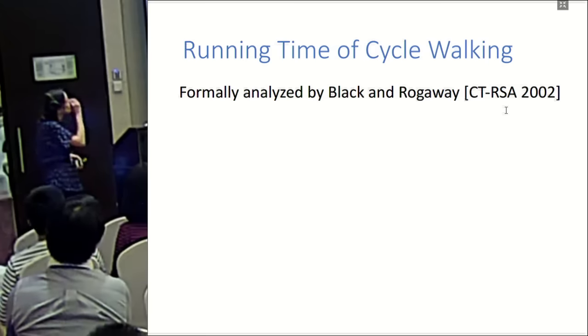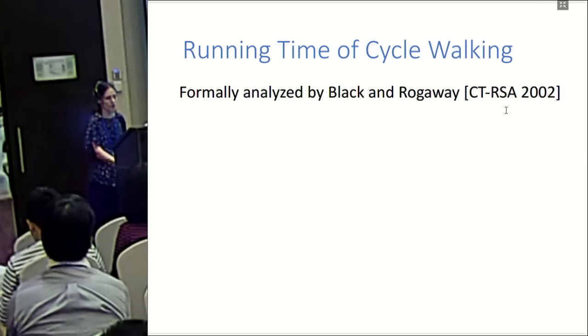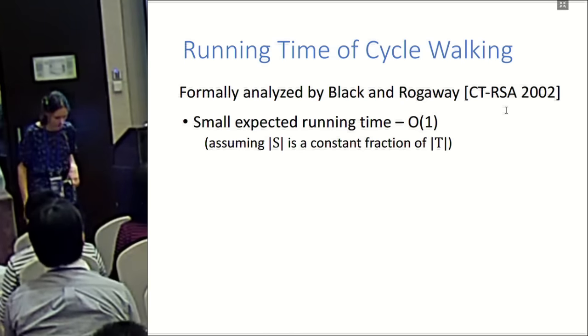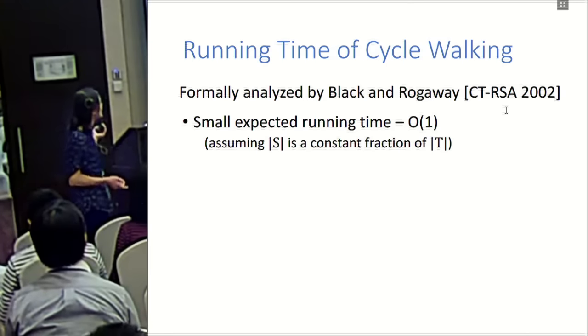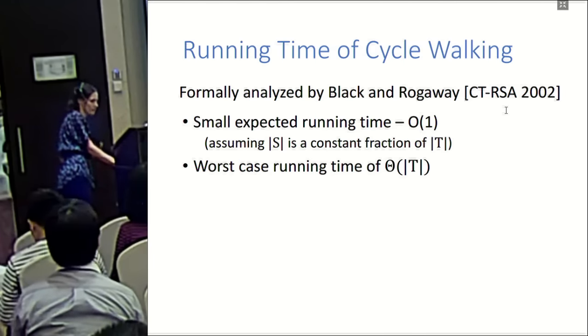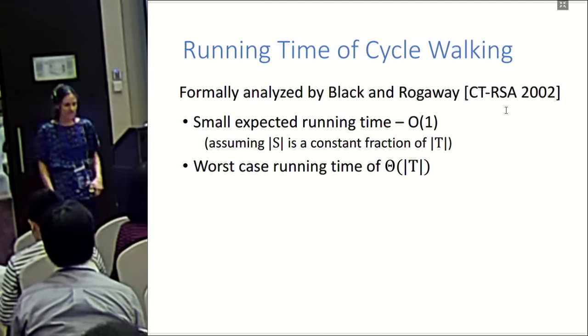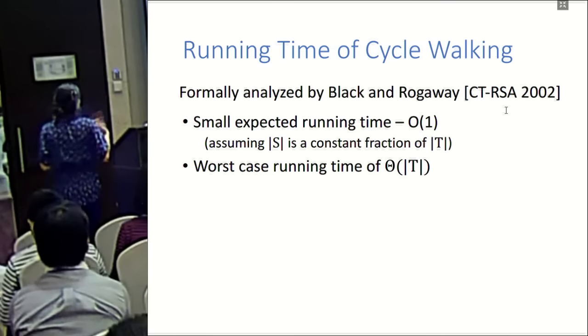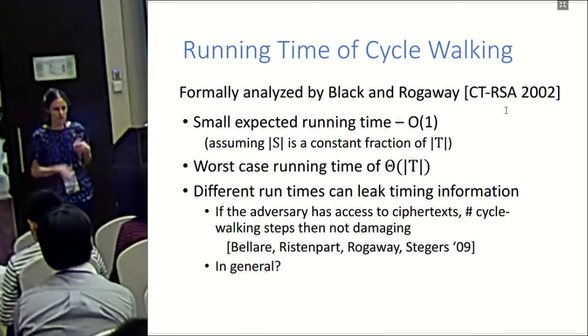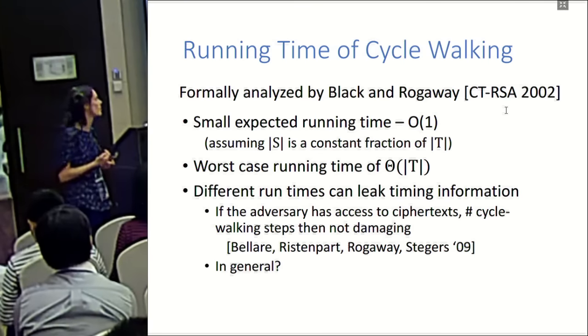All right, so cycle walking was formally analyzed by Black and Rogaway in 2002. As you can see, this algorithm has expected constant running time, assuming that the size of S is a constant fraction of T. But in the worst case, it's not so great, right? Because in order to evaluate a single point in S, we might have to go through, in the worst case, every single point that's in T but not in S before we find a point in S. Okay? In addition, this algorithm can take different times depending on the permutation and depending on the point.